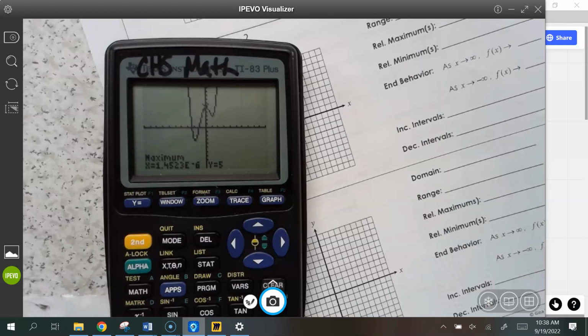So this point is 0, 5. Every single time you see E negative something, it is 0. Does everybody hear me? Amy, you got it? E with negative something, 0. 0, 0, 0. That's a maximum. That's a relative max.